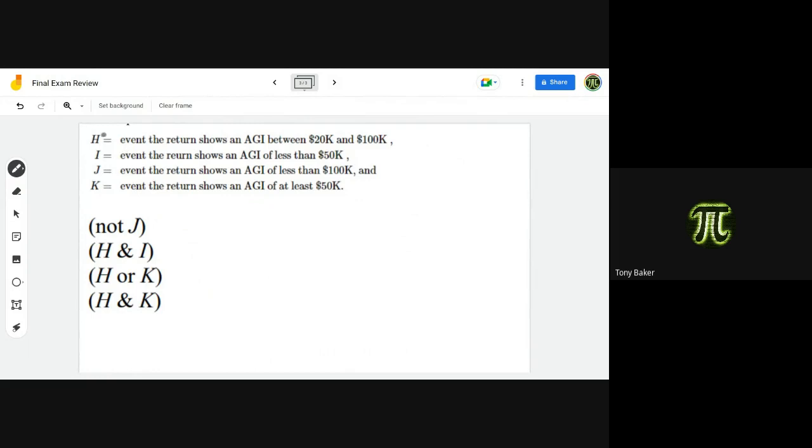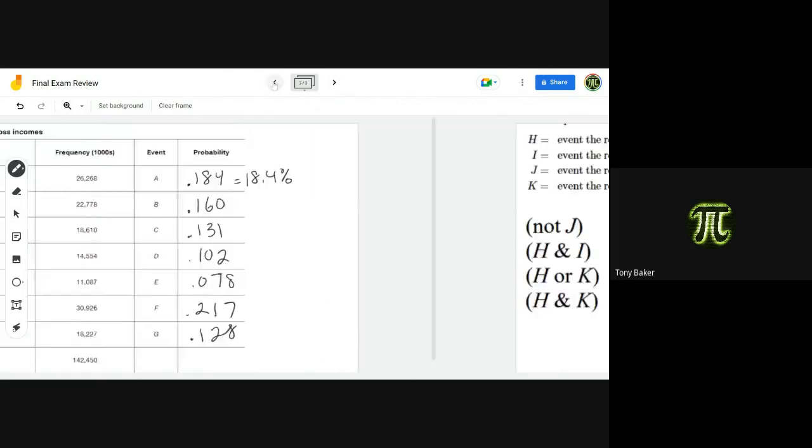The second part gives you 4 different events that are a combination of those. So you need to find the probability that those are going to happen. So actually, I'm going to do this.